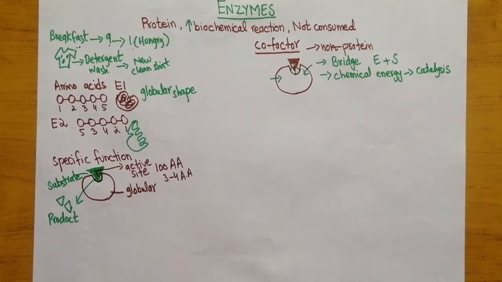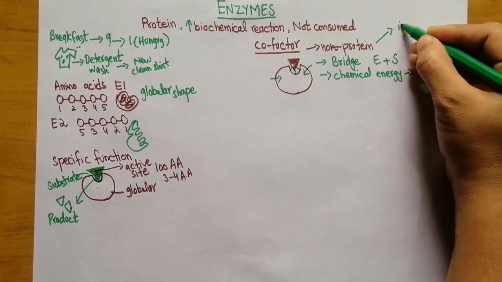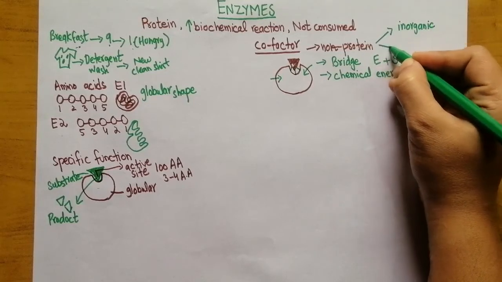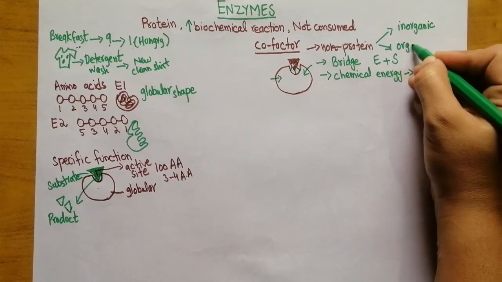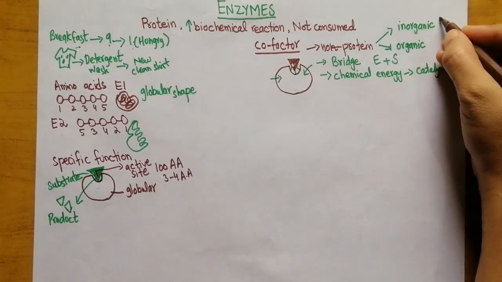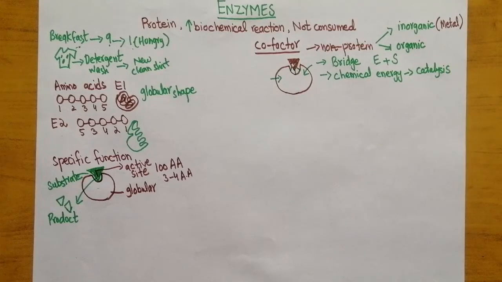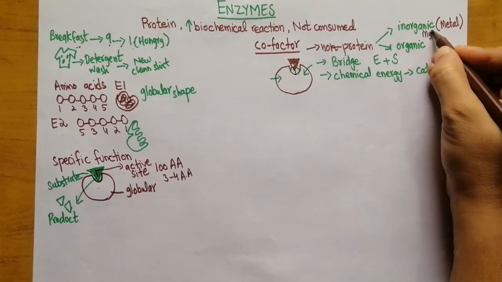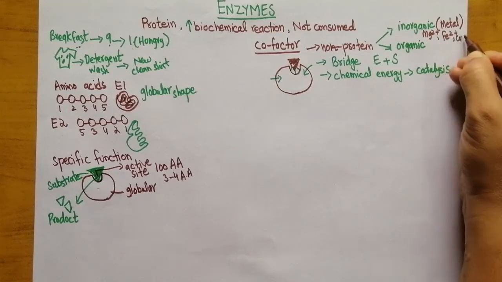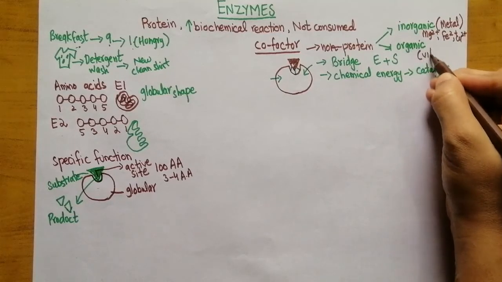The cofactor can be inorganic. It can also be organic. The inorganic can be metal ions, for example, magnesium, iron, copper, or it can be organic, which is vitamins.